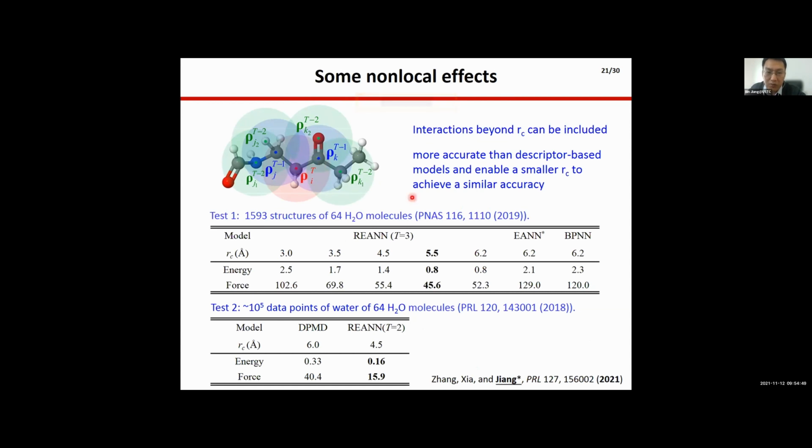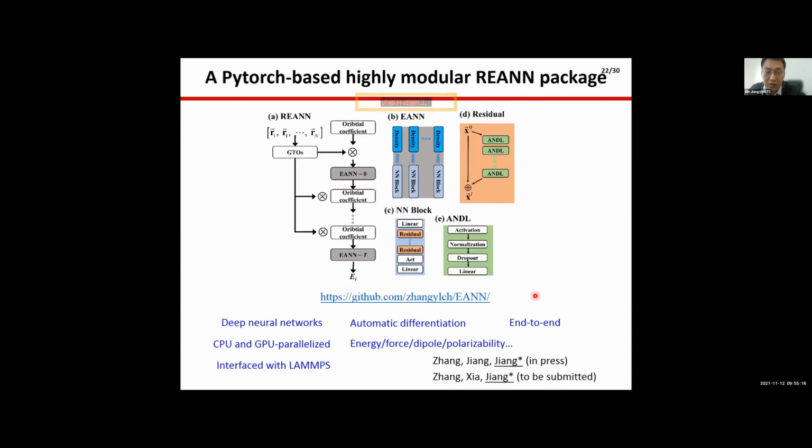So in principle it's possible to use a smaller cutoff to achieve similar symmetry. And when you use a large cutoff, then you have better accuracy. So we test our model against 2 different sets of liquid water data, and we show our better performance compared to the conventional atomic descriptor-based models. We also developed this PyTorch-based neural network package, and it is publicly available recently for people to use.